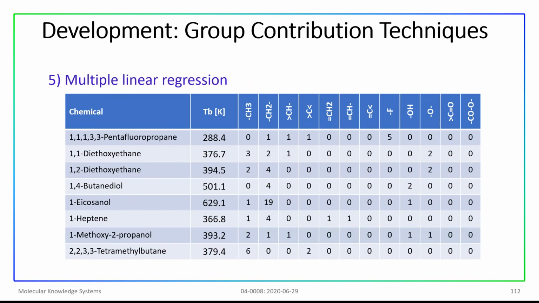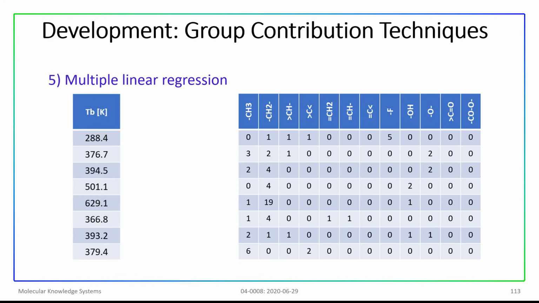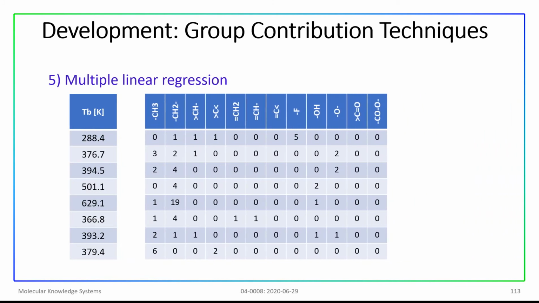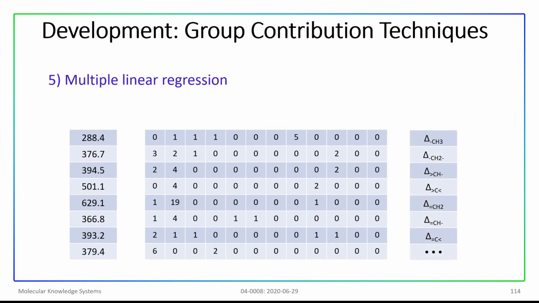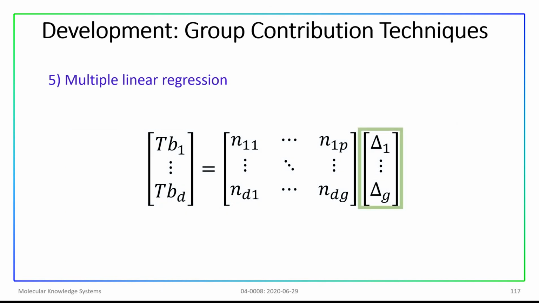Similarly, all other chemicals are also dissected into their group occurrences. Speaking of someone who many years ago did these dissections by hand using pen and paper, it is very productive to use modern computer software programs to perform these dissections. Now that we have compiled our boiling point data, which are our dependent variables, and our group occurrences, which are our independent variables, we can perform our multiple linear regression, solving for our group contribution values.